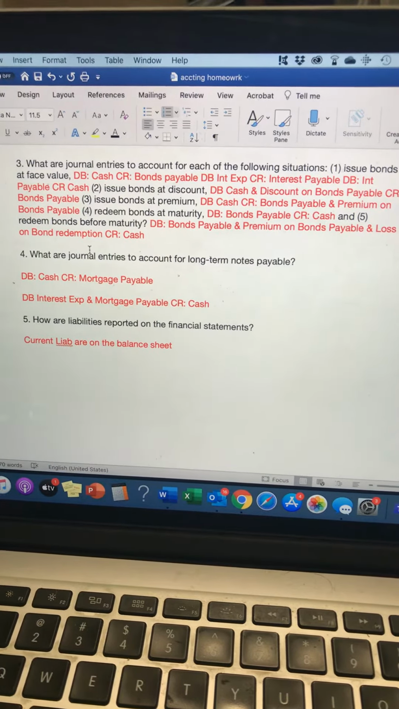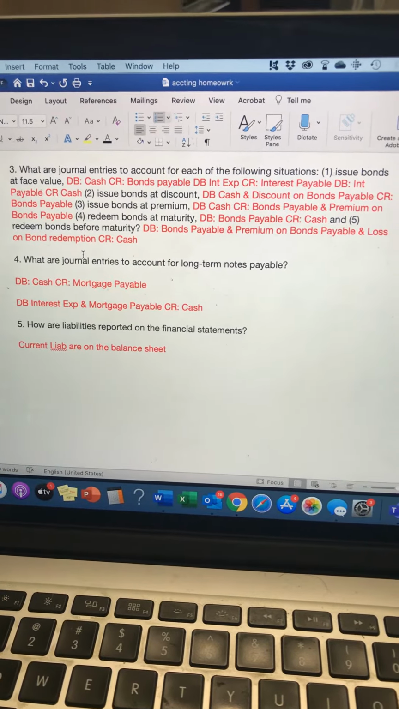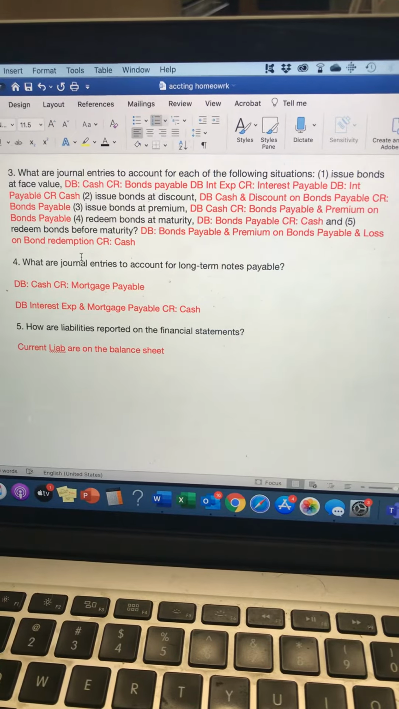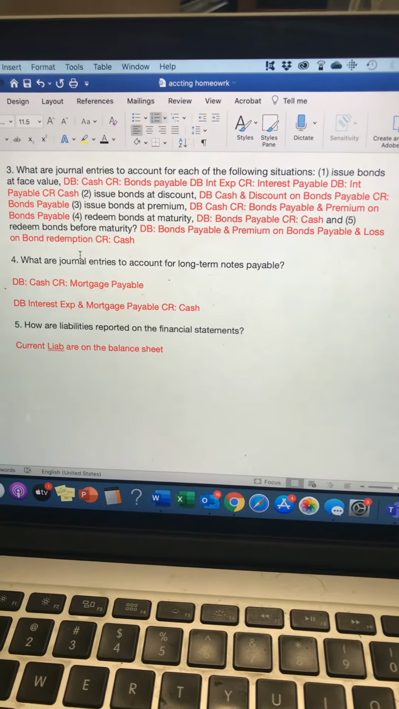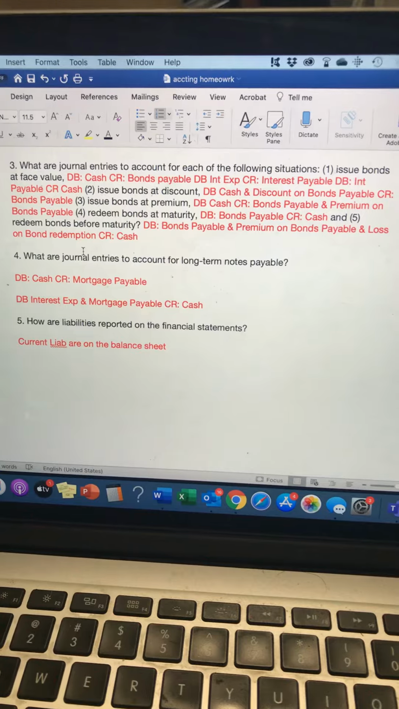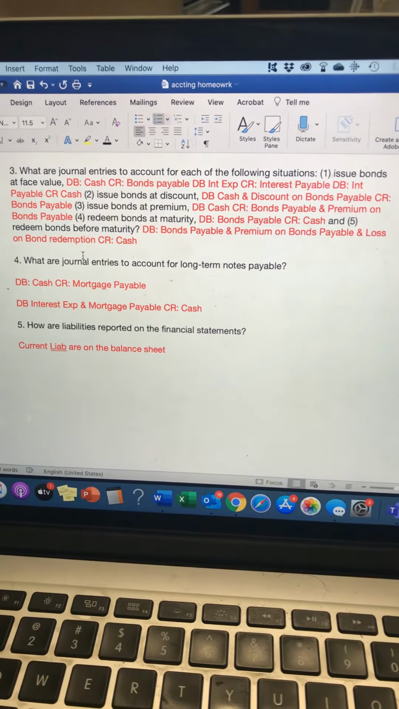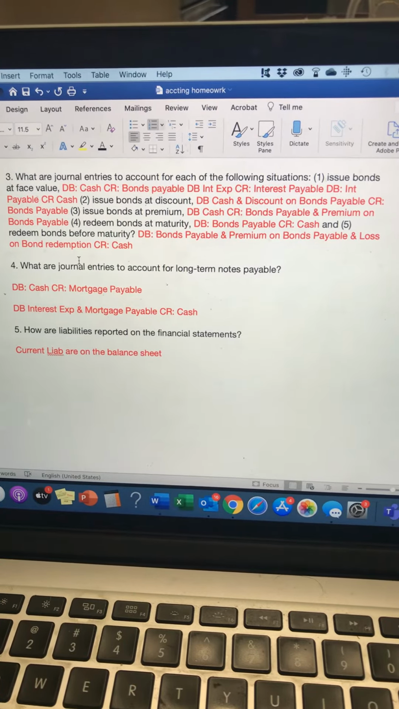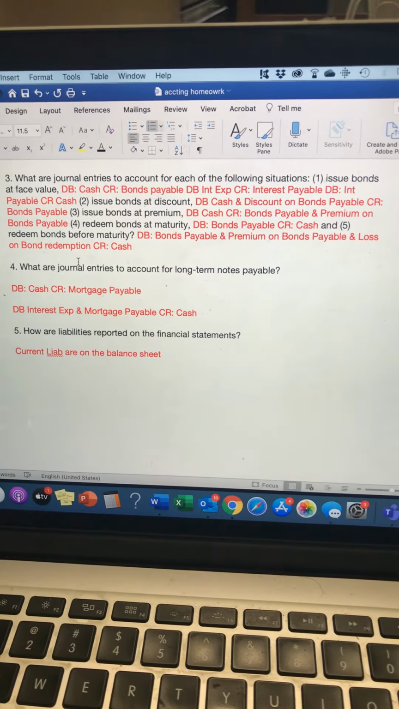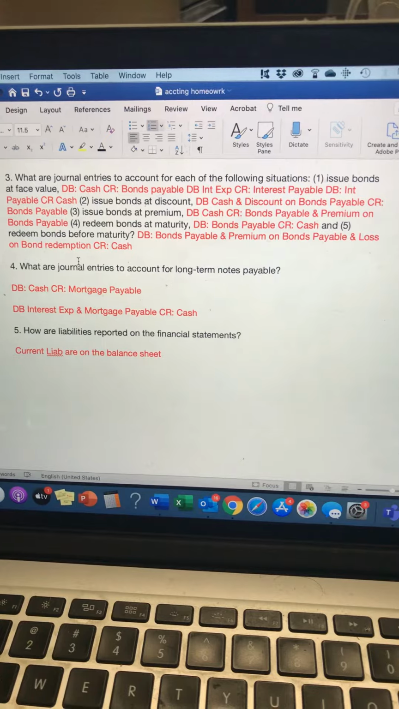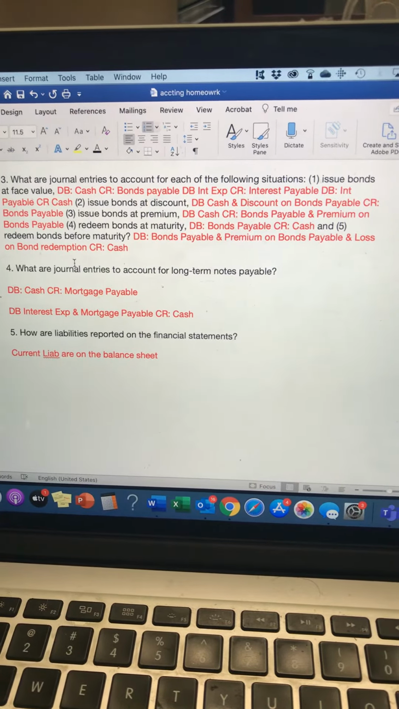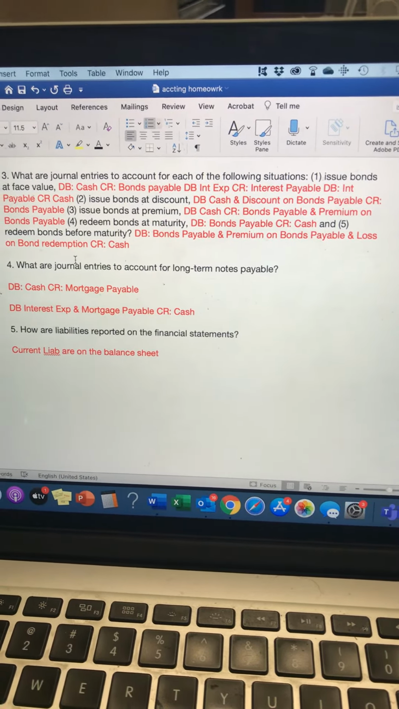Then you do the opposite for issuing bonds at a discount. You debit cash and discount on bonds, and then you credit bonds payable. Issue bonds at a premium, you debit cash and credit bonds payable and premium on bonds. And then to redeem at maturity, you debit bonds payable and credit cash, and then to redeem bonds before maturity, you debit bonds payable, premium on bonds, and loss on bonds, and then you credit cash.